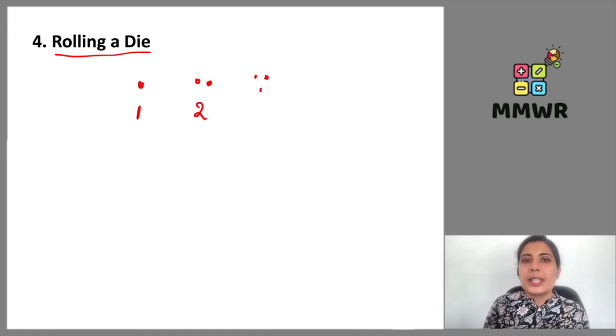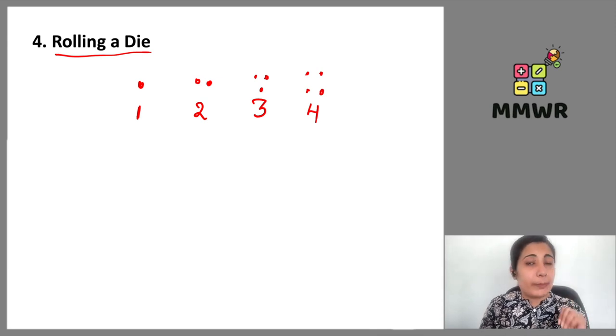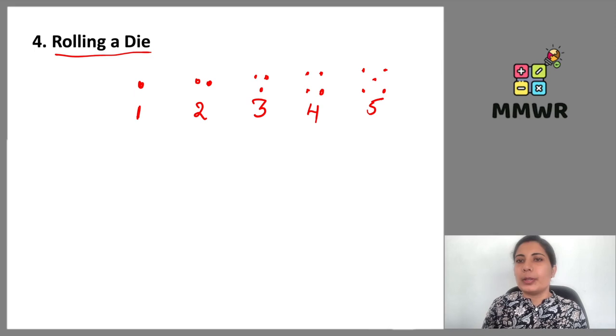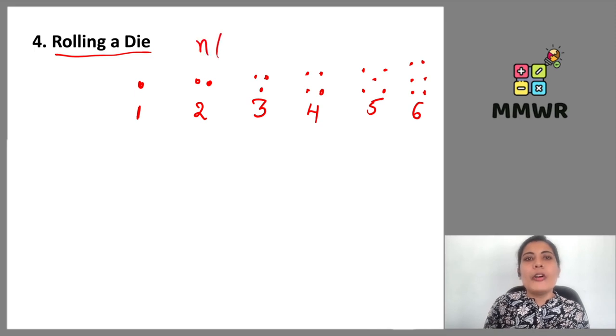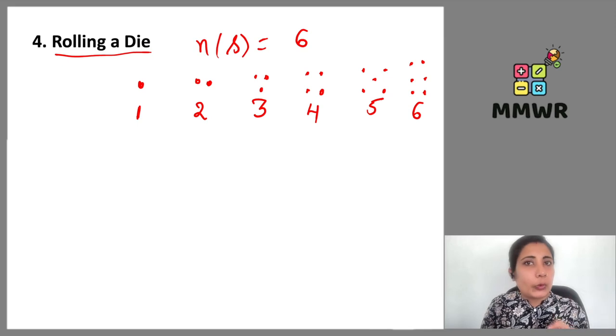On another face we have three dots which represent number 3. On one of the faces we have four dots which means number 4. On one of the faces we have 5 dots exactly, so 5 number. On another face we have 6 dots, so it shows 6 number. So the number of all possible outcomes will be 6, of course, because we are rolling only one die at a time. We are not rolling two dice simultaneously. We are not rolling two dice together.